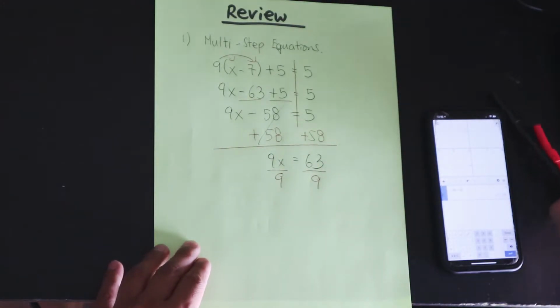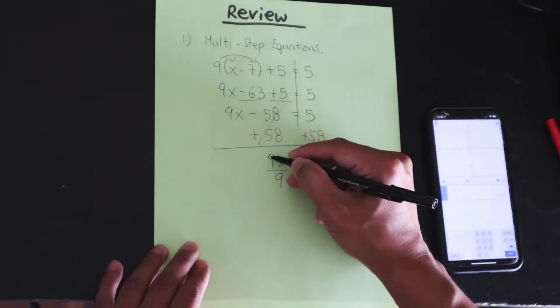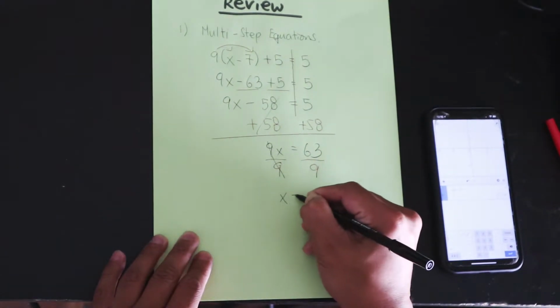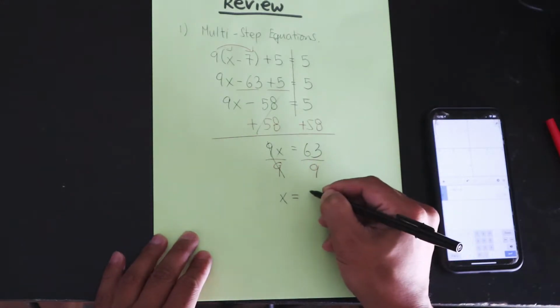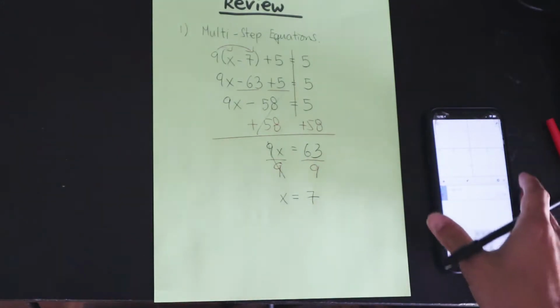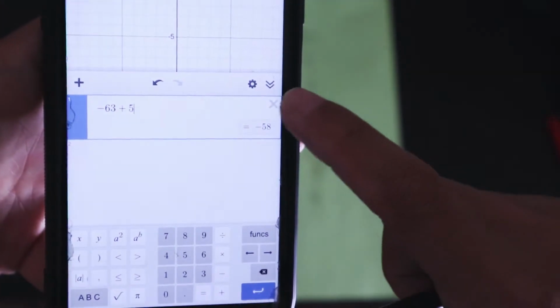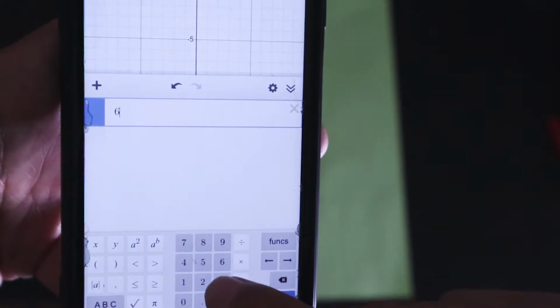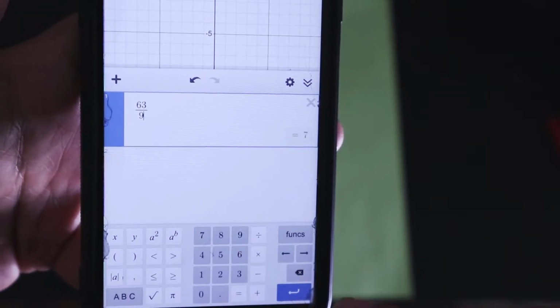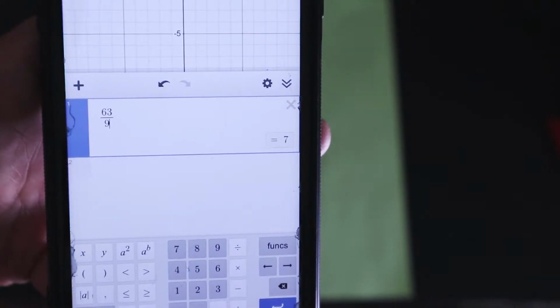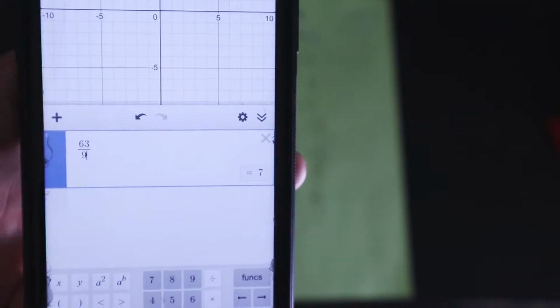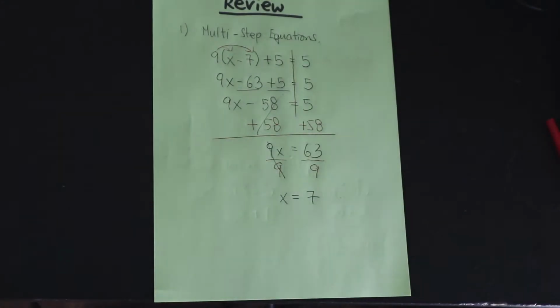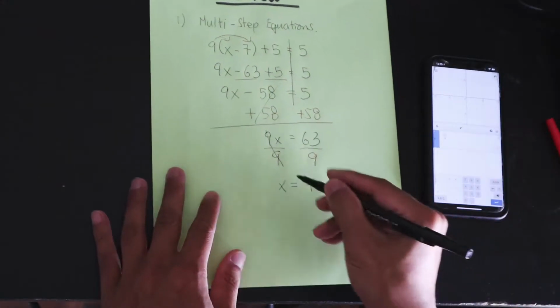Okay, so 9x divided by 9, the 9 and 9 cancel. You're just left with x by itself, and then 63 divided by 9 is 7. Okay, now if you want to make sure that our math is done correctly, on 63 divided by 9, just put 63 and then divide it by 9, and it just pops up as 7 on your calculator or your decimals app. Okay, so that's how I get x equals 7.